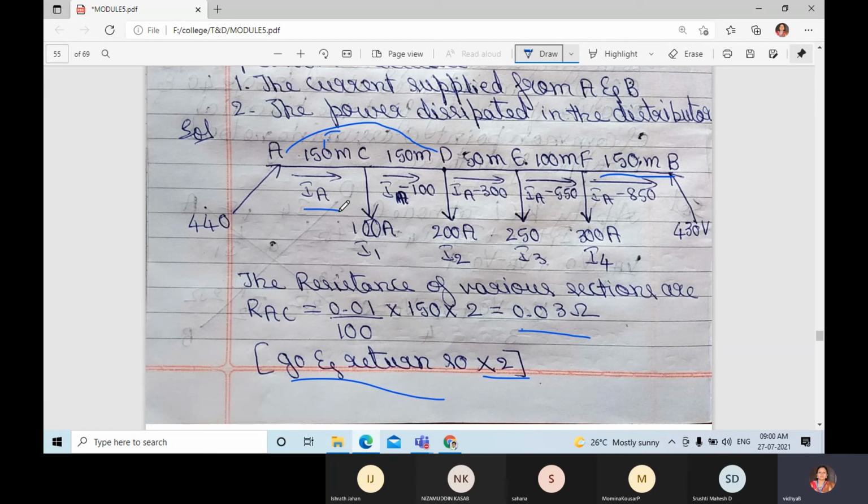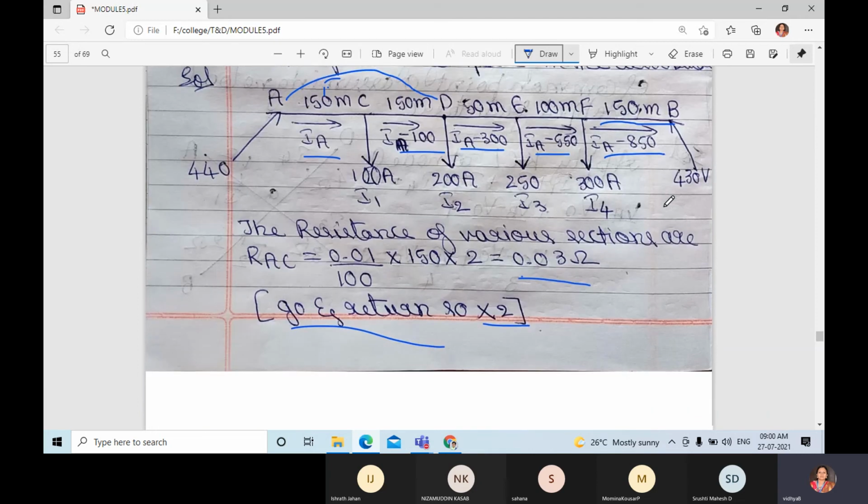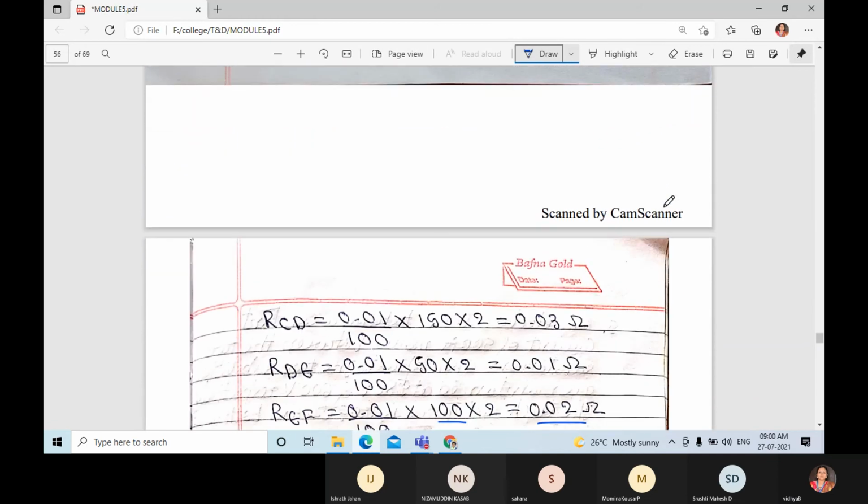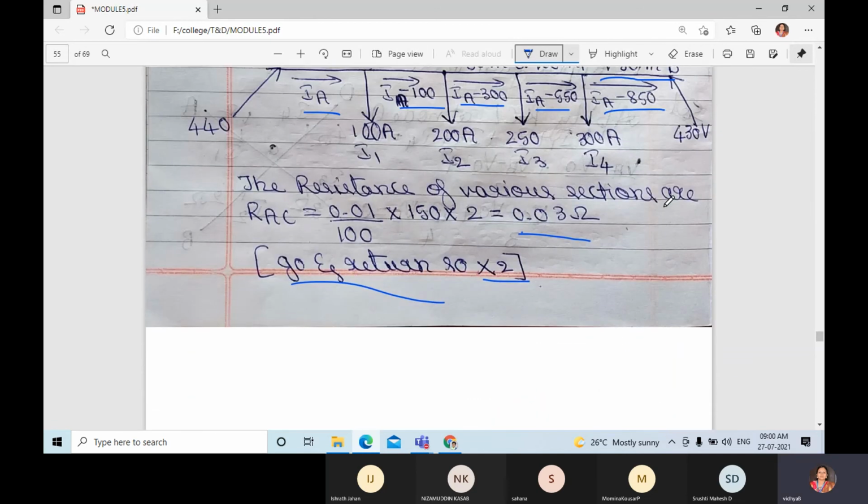Here I have written IA minus 100, IA minus 300, IA minus 550, IA minus 850. We have considered the loads 100, 200: IA minus 100, again minus 200, you will get minus 300. IA minus 300, again minus 250, it will become IA minus 550.